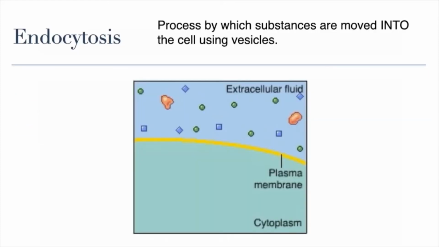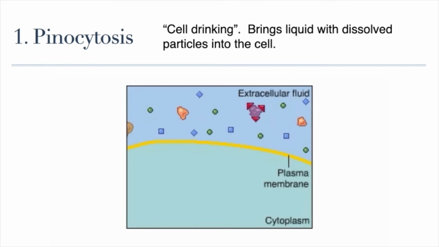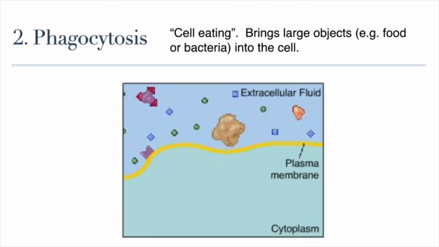So let's start by talking about endocytosis, the process by which substances are moved into the cell using vesicles. And there are 3 types of endocytosis. One is called pinocytosis. During pinocytosis, the cell brings liquids with dissolved particles into the cell by forming vesicles. And for that reason, pinocytosis is sometimes referred to as cell drinking. Another type of endocytosis is called phagocytosis. During phagocytosis or cell eating, the cell brings in larger objects like food or bacteria into the cell.